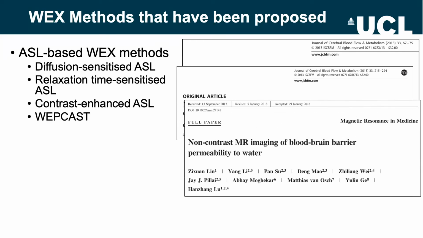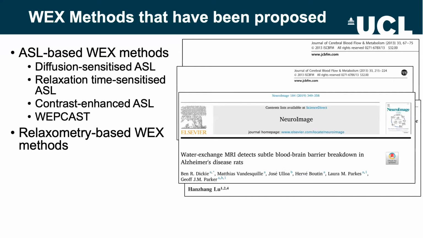Contrast enhanced arterial spin labeling is a technique that we've investigated and had a nice RIM abstract on last year. A technique that's come to relative prominence recently is called Webcast, which is from Hangjiang Liu's group, which doesn't map blood-brain barrier permeability at a voxel level, but gives a whole brain estimate of blood-brain barrier disruption. There have also been approaches using relaxometry techniques.